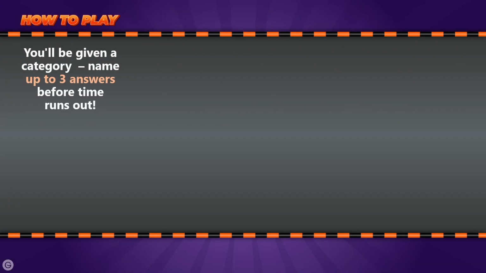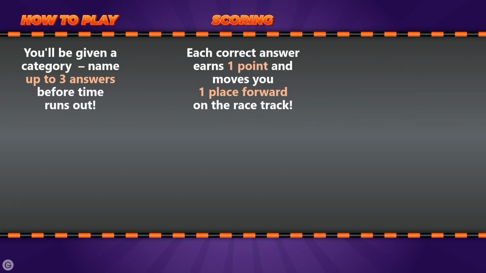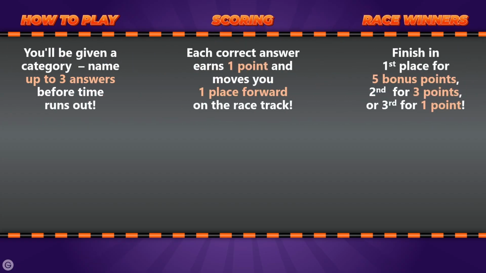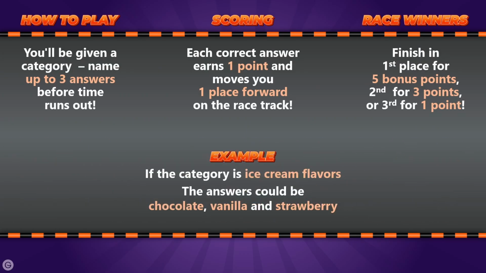Players will be given a category and a chance to name up to 3 answers related to that category before the time runs out. They will get 1 point and move 1 place forward on the racetrack for each answer they get right, up to a max of 3 points per turn. When a player finishes a race, they win 5 bonus points. Second place gets 3 points and third place gets 1 point. Once you've gone over the instructions, click Let's Play to begin.